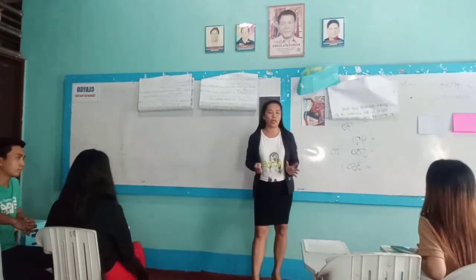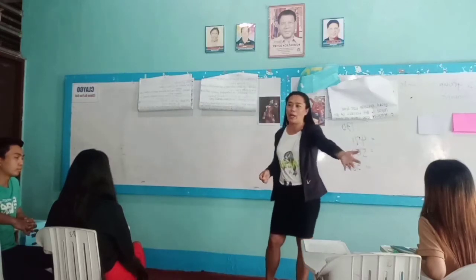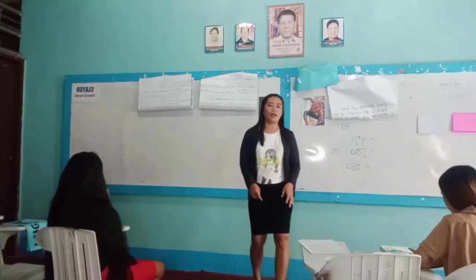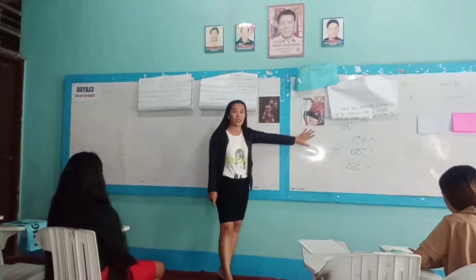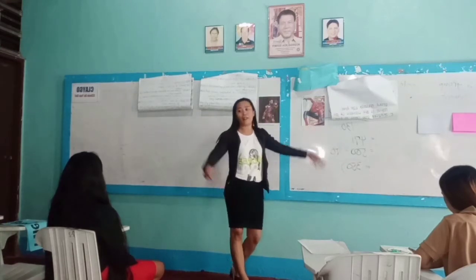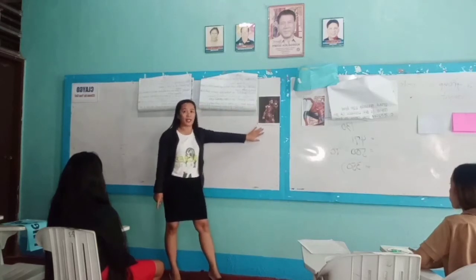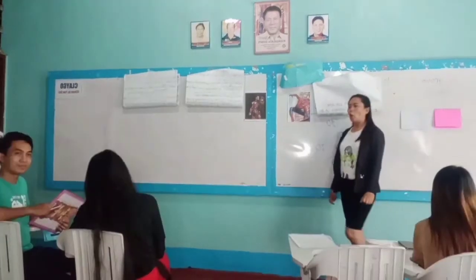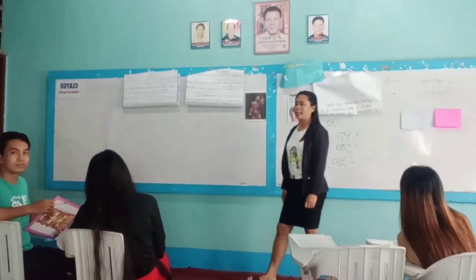This time, I will group you into two groups. This one will be group 1, and this one will be group 2. Group 1 will have the picture of Spider-Man. Give the weaknesses and the strengths. And group 2 is Iron Man. Give also the weaknesses and the strengths of this picture. Okay, I will give you 3 minutes. Timer start now.